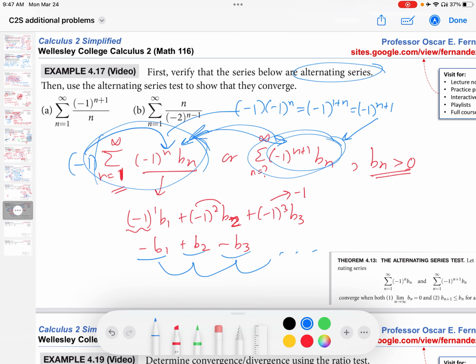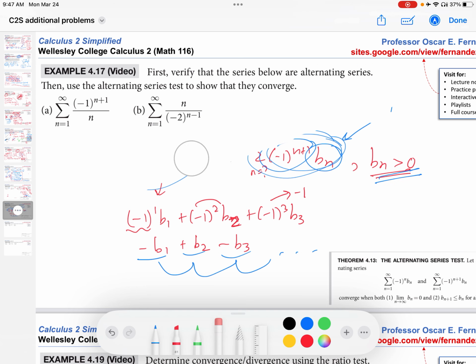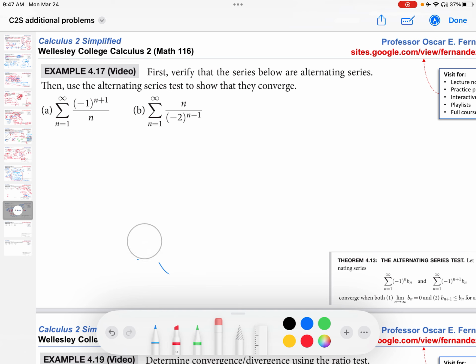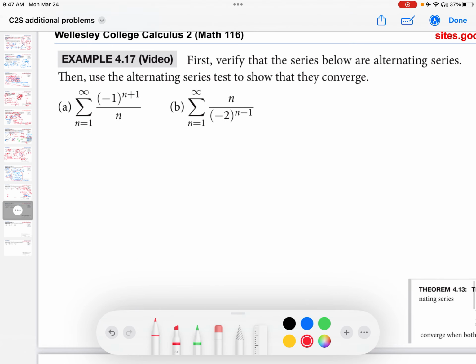So the main requirement is that you have a minus 1 to the n or to the n plus 1, multiplying b sub n's that are always positive. When that's the case, then what you're looking at is an alternating series. So let's verify that that's true in these two examples. This first example is fairly clear to do because we have the minus 1 to the n plus 1 already there. And then we have a divided by n, which we could write as times 1 over n. So this we now see is our b sub n.